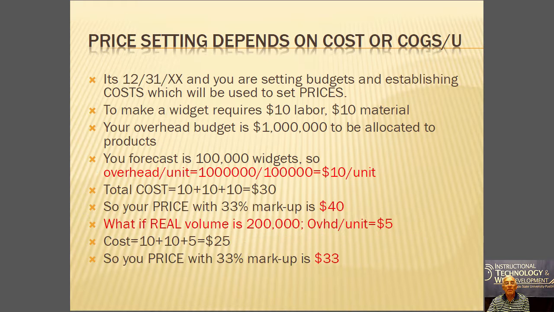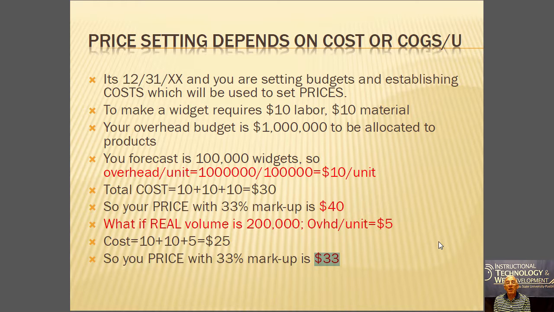But let's say our real volume isn't 100,000, but it's 200,000. If you do this math again, you get overhead cost per unit not of $10, but of $5. The total cost of making the widget is now 10 for labor, 10 for material, 5 for overhead, total cost of $25 with a 33% markup. Our selling price would be 33.